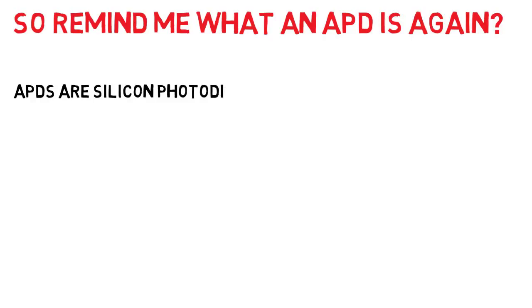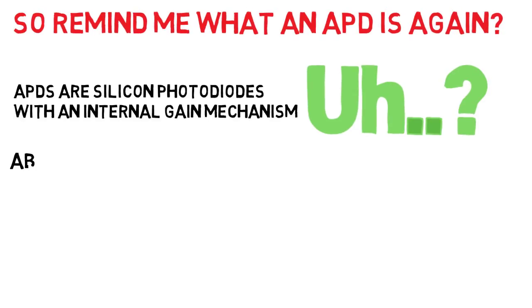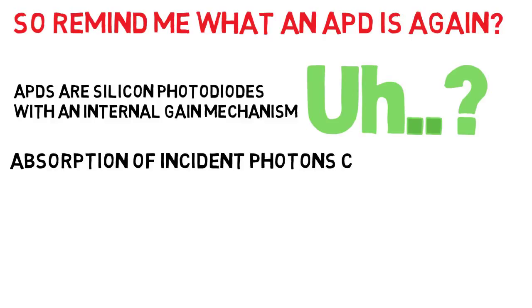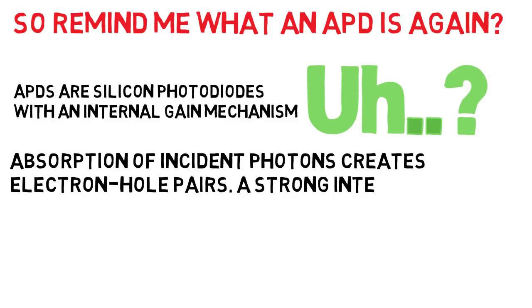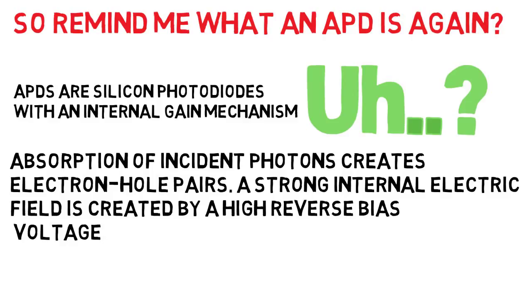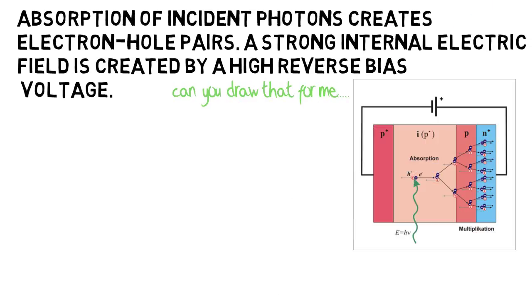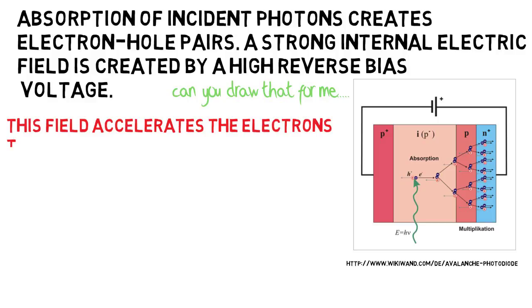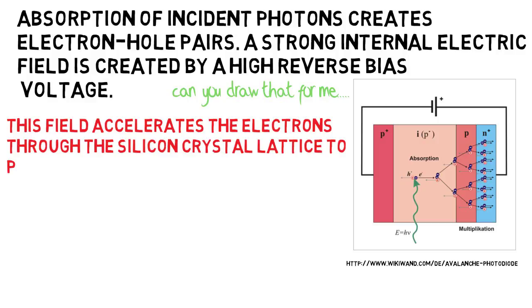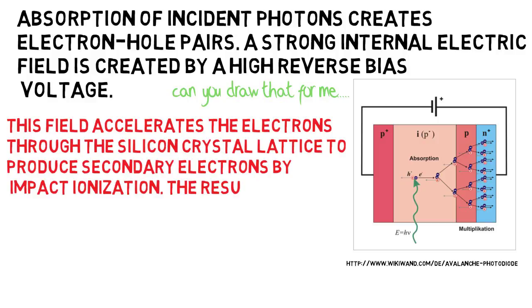So remind me what an APD is again. Basically, APDs are silicon photodiodes with an internal gain mechanism. Absorption of incident photons creates electron-hole pairs. A strong internal electric field is created by a high reverse bias voltage. This field accelerates the electrons through the silicon crystal lattice to produce secondary electrons by impact ionization, and the resulting electron avalanche produces a high gain.